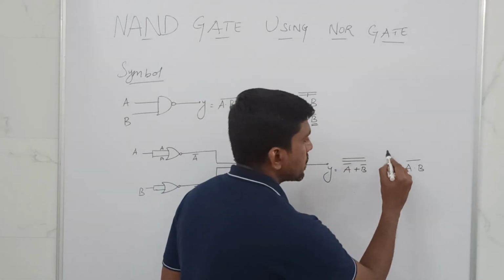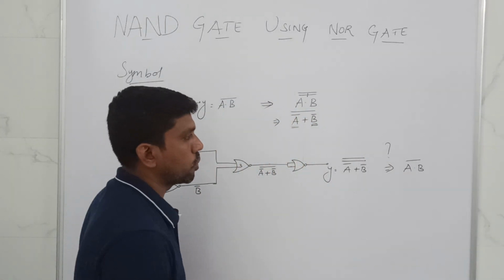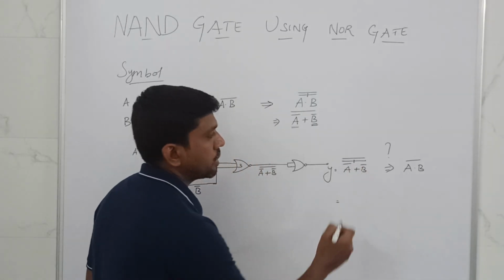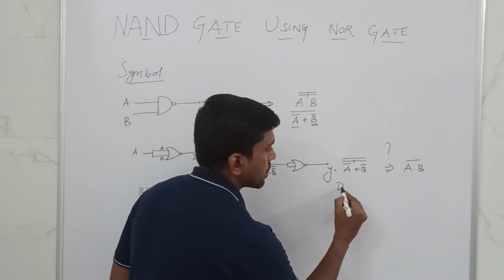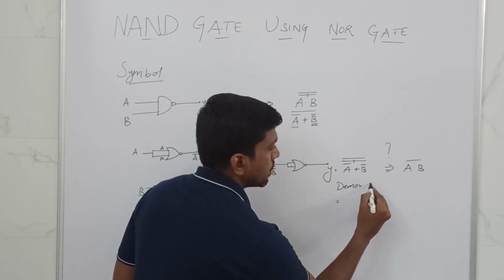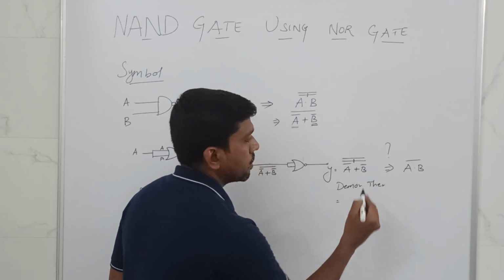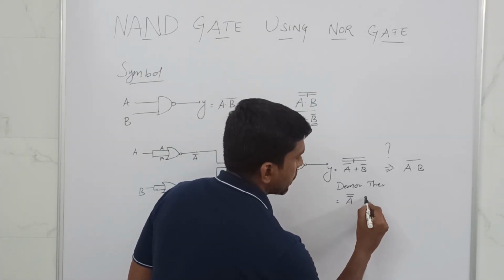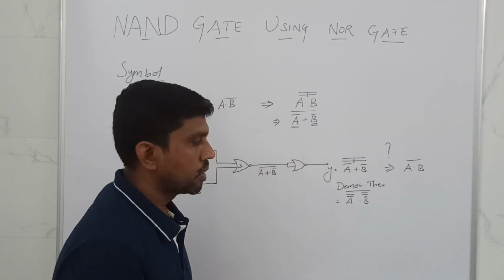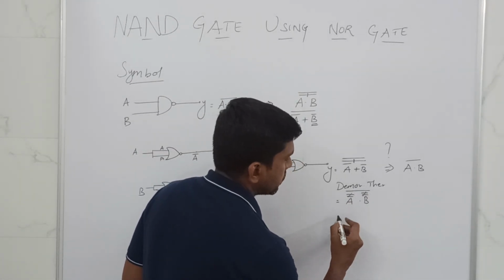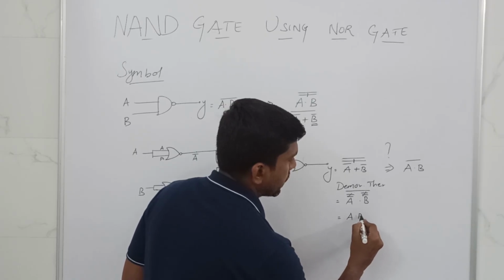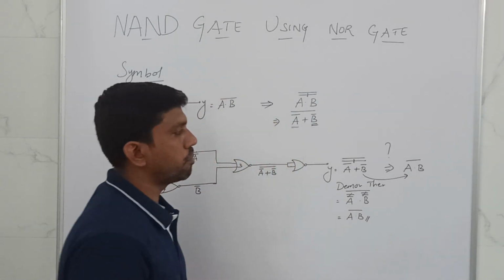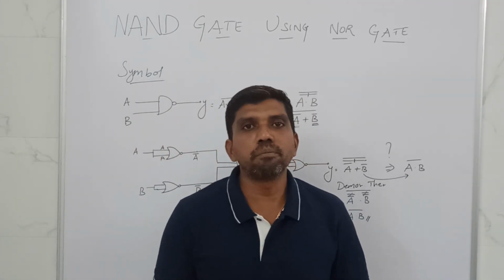How is this expression equal to (A dot B) the whole bar? Let me simplify the expression. First you simplify the internal bar. Apply De Morgan's theorem: break the bar, change the sign. A double bar dot B double bar, the whole bar. Here the double bars cancel. Then you get (A dot B) the whole bar. So this expression is equivalent to (A dot B) the whole bar. This is the method to implement the NAND gate by using NOR gates.